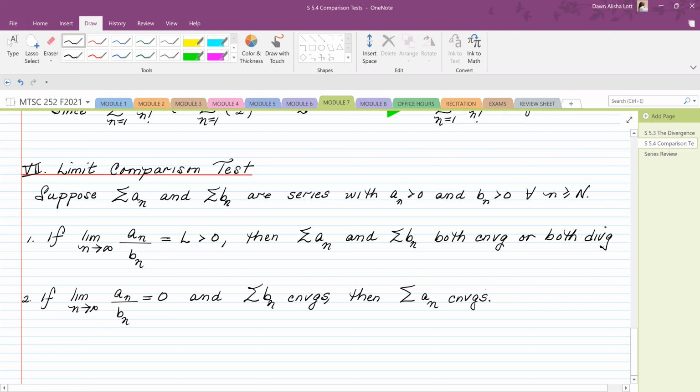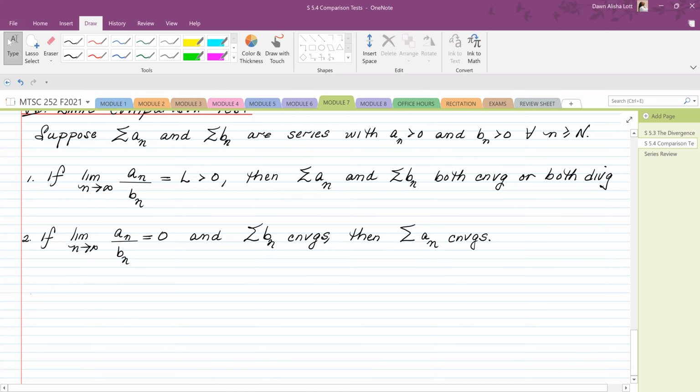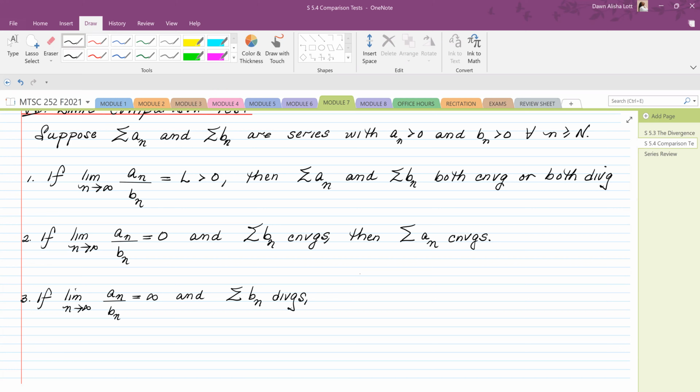Okay. And then the third criteria is if the limit as n approaches infinity of AN over BN is equal to infinity and the summation of BN diverges, then the summation AN diverges.